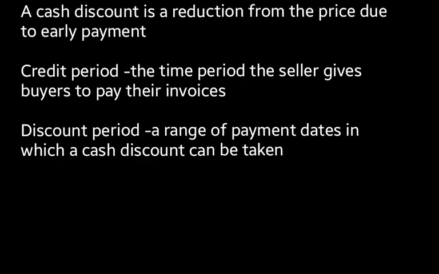This video is going to be about finding cash discounts. A cash discount is a reduction from the price due to early payment, and there are actually three methods for this, which we'll talk about in a second. But there are two things you need to be able to find: the credit period, the time that you have to pay off your entire invoice, and then the discount period where you can take a cash discount on those goods.